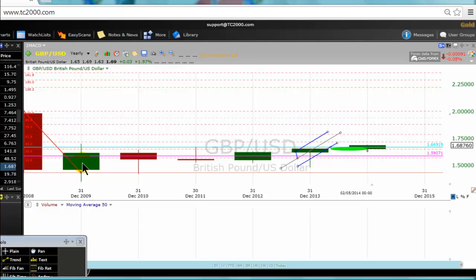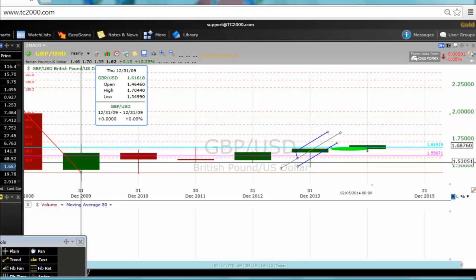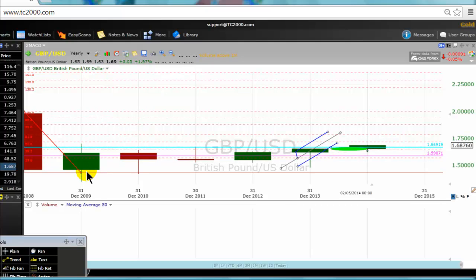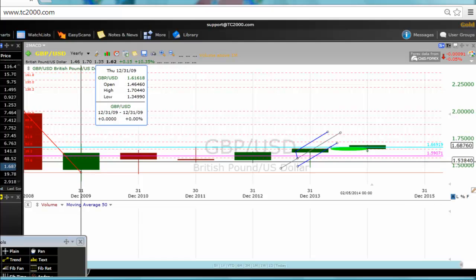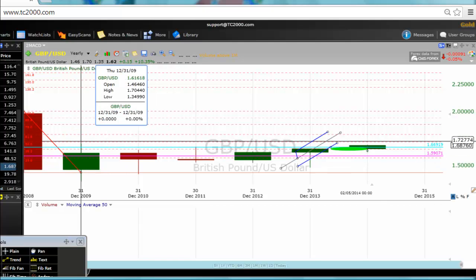So apart from the high of 2009, which is at 17044, I want traders to remember this level also.